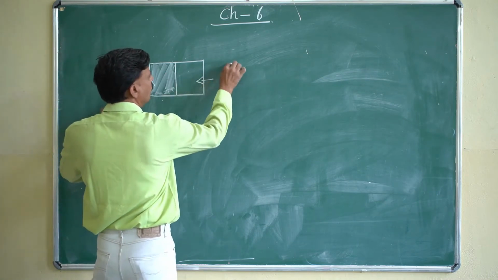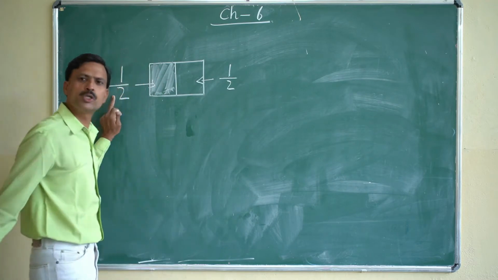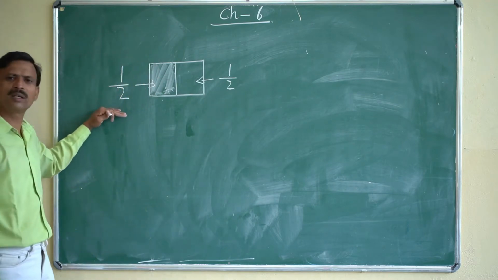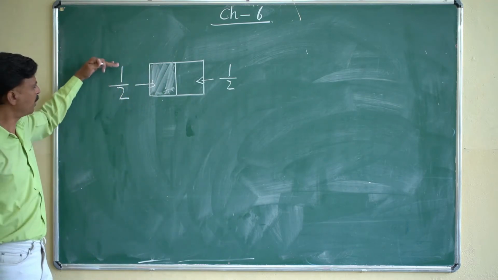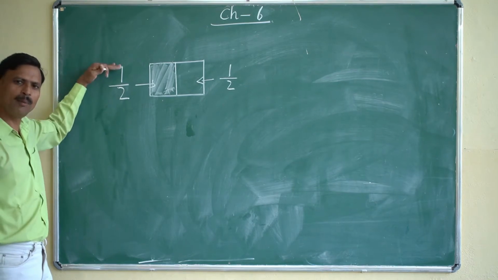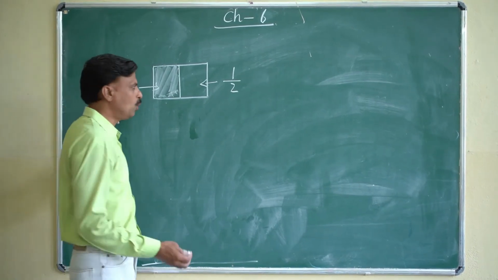Unshaded part also will be represented by 1 by 2. So 1 by 2 is what? It is a fraction. Upper number, lower number. Okay. One more.